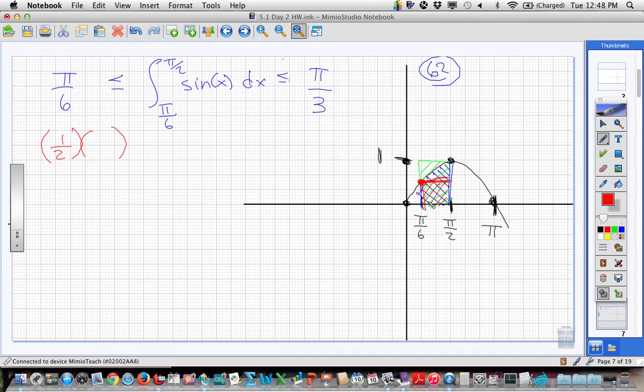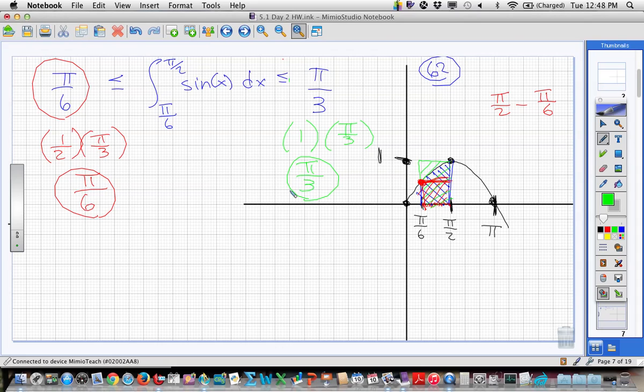And what would the width be? Well, it'd be the distance from pi/6 to pi/2. What's pi/2 minus pi/6? Pi/3? That'd be 3 pi/6 minus 1 pi/6. That'd be 2 pi/6, which is pi/3. So this gap here is pi/3. Sure enough, 1/2 times pi/3 would be pi/6. So we know the red area is pi/6. And likewise, the green area would have a height of 1 and a width of pi/3. So 1 times pi/3 would be pi/3.